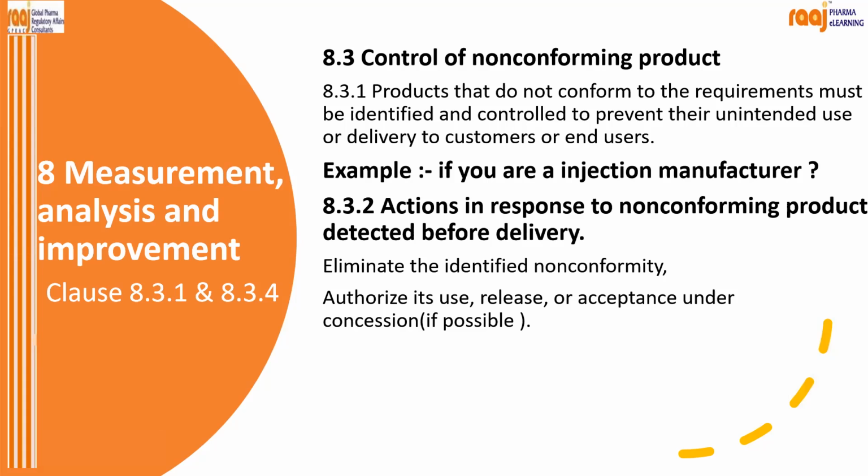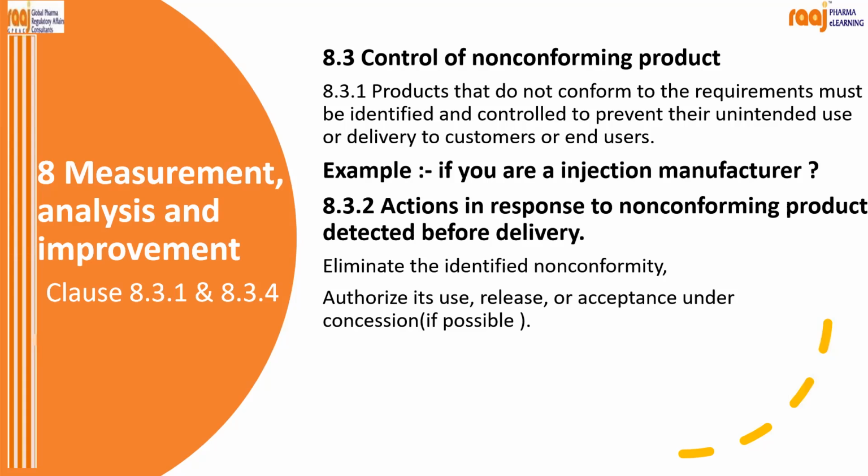Like if you are an injection manufacturer, how do you define the non-conforming product? You will keep it in the quarantine area, and there will be a rejection policy also. How you reject the material, how you destroy it. So everything has to be mentioned properly. Then action in response to non-conformity: what action you have taken? In the BPR also we can mention what's the rejected quantity, what's the good quantity.